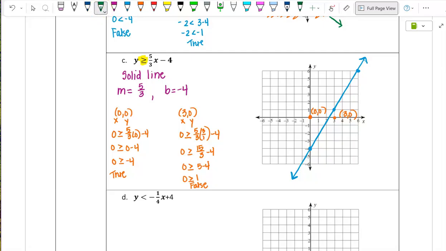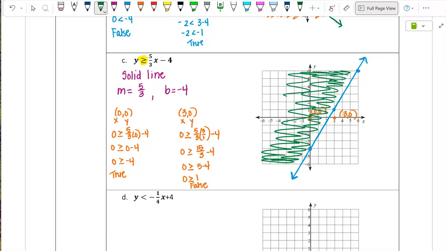So we need to shade the side with the 0, 0. This is where all my true solutions would be. Anything on that line or on this side of that line would be considered a solution to the inequality.